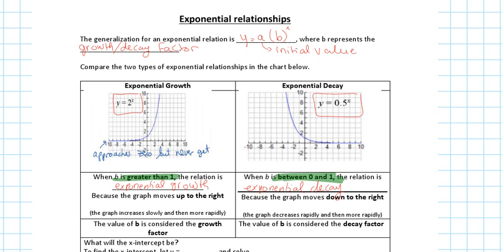Always move from left to right. If I'm putting my hand on the graph and moving from left to right, and I see that I'm going up, I know it's growth. If I'm going from left to right and I see it going down, that's a decay. Okay? So you see this? Right? While this is the other.